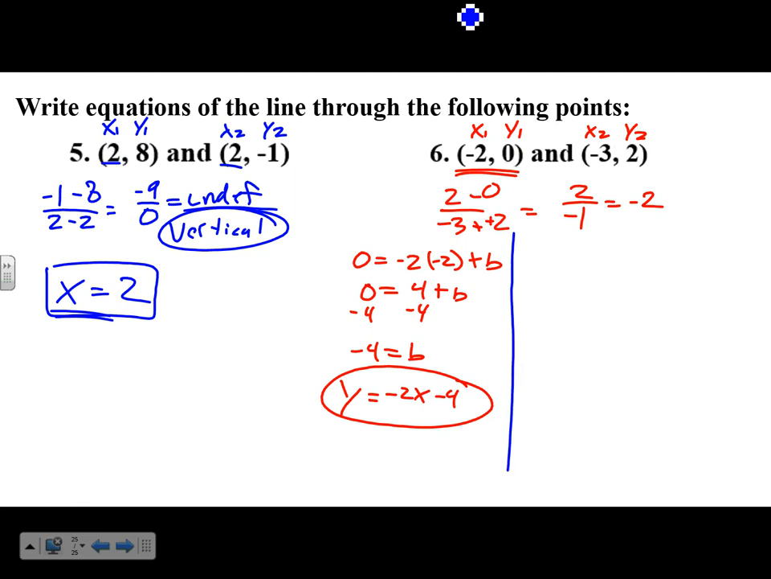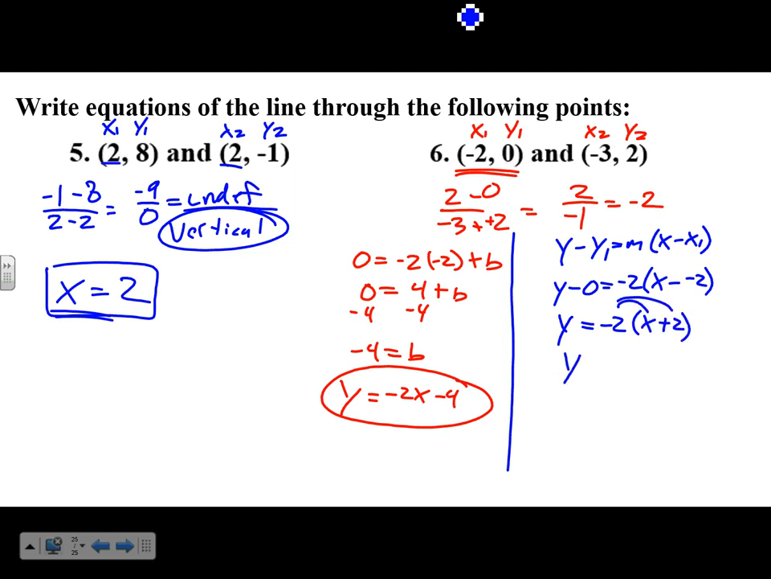Or again, y minus y1 is equal to m times x minus x1. So for this one, my y1 is 0. It's equal to negative 2 times x minus negative 2. So that's y is equal to negative 2 times x plus 2. Distribute that out. Y is equal to negative 2x minus 4.